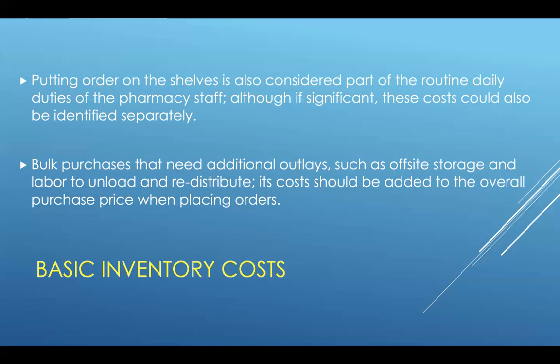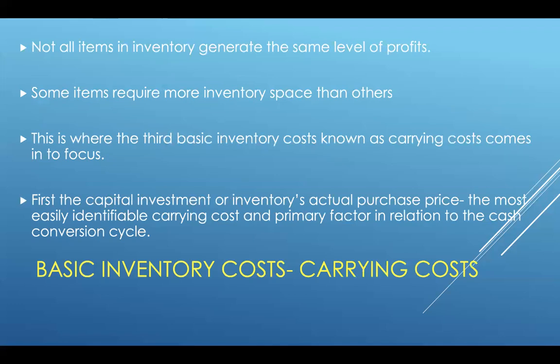Bulk purchases that need additional outlays, such as offsite storage and labor to unload and distribute, should have those costs added to the overall purchase when placing orders. So at one time, when we handled our flu vaccines, we used to order from one pharmacy and distribute to the other pharmacies. And we found that cost was too burdensome. So now we take the estimates of what each pharmacy uses per year, and the flu shots are ordered directly through that pharmacy and shipped right to that pharmacy. So basic inventory costs, such as putting the order on the shelves, also need to be taken into consideration.